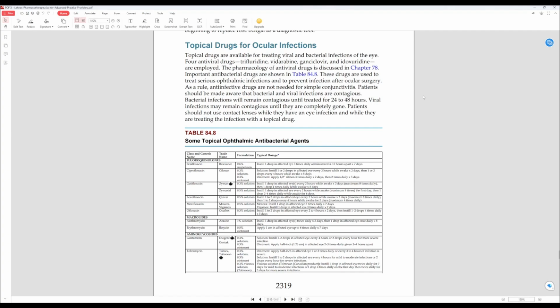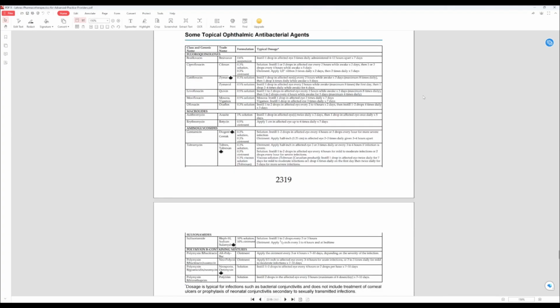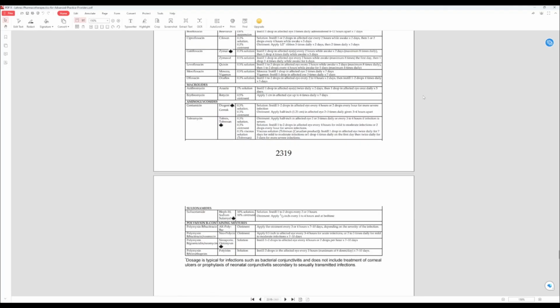As a rule, anti-infective drugs are not needed for simple conjunctivitis. Patients should be made aware that bacterial and viral infections are contagious. Bacterial infections will remain contagious until treated for 24 to 48 hours. Viral infections may remain contagious until they are completely gone. Patients should not use contact lenses while they have an eye infection and while they are treating an infection with a topical drug. And here are some topical ophthalmic antibacterial agents.